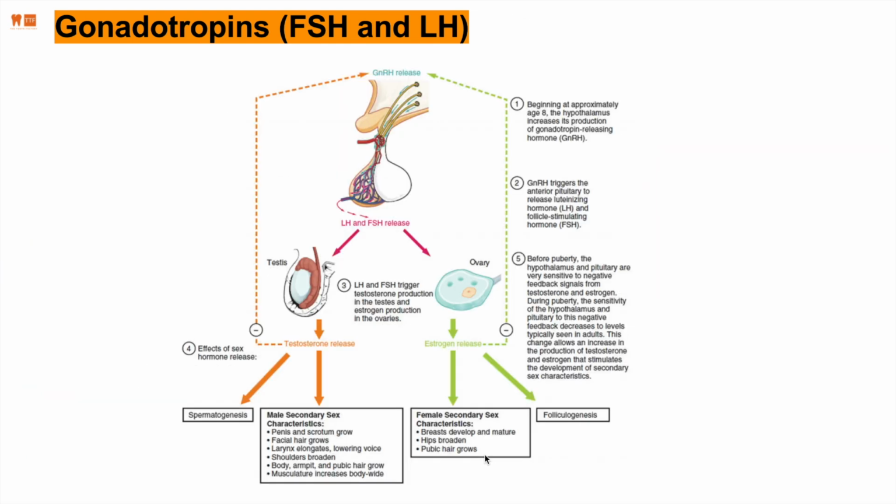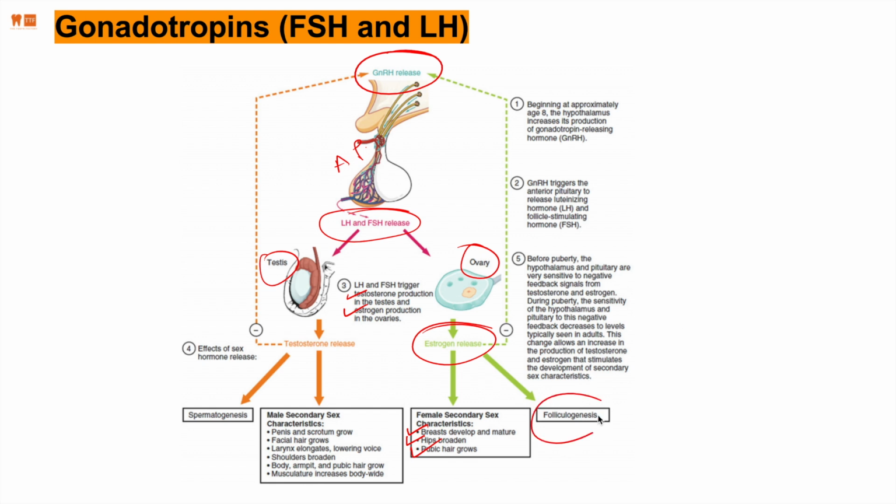So this is the diagram from our references. GnRH released from hypothalamus. Hypothalamus goes to the anterior pituitary. Anterior pituitary releases FSH and LH, and both will go to ovaries, and then of course testes. LH and FSH trigger testosterone production in the testes, estrogen production in the ovaries. Estrogen production in the ovaries is female secondary sex characteristics such as breast growth, hip broadening, and pubic hair growth, as well as folliculogenesis, hence fertility. Okay, so the story of this is hopefully clear to you guys.